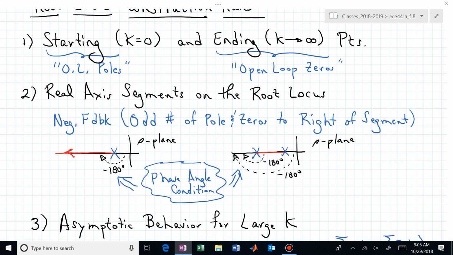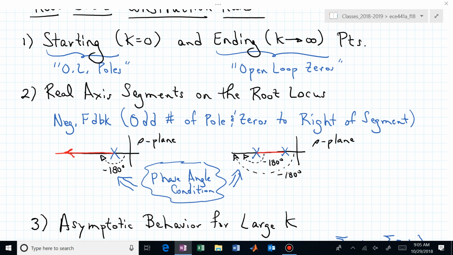We've split or segmented our real axis according to where the poles and zeros are on the real axis, and we want to now identify which pieces of the real line belong to the root locus. And it's all based on the phase angle condition. And if we have negative feedback, that's where this odd number of poles and zeros to the right comes from. And I've tried to give a couple of examples.